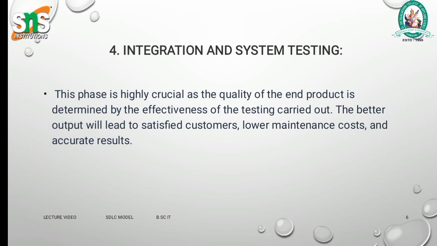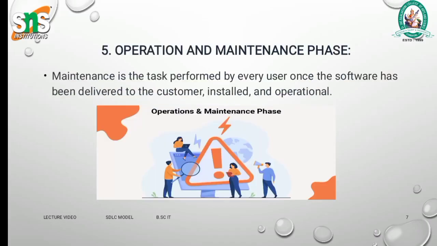Next one is integration and system testing. This phase is highly crucial, as the quality of the end product is determined by the effectiveness of the testing carried out. Better output will lead to satisfied customers, lower maintenance costs and accurate results. Unit testing determines the efficiency of individual modules. However, in this phase, the modules are tested for their interaction with each other and with the system. Next one is the operation and maintenance phase.